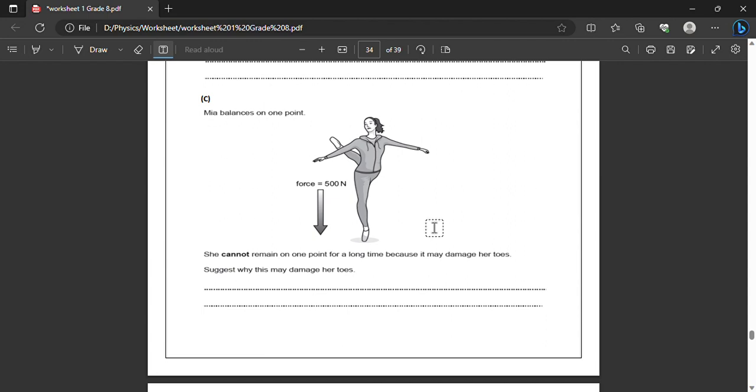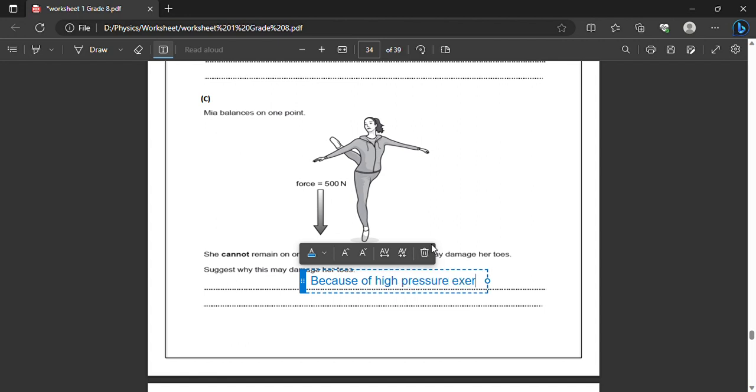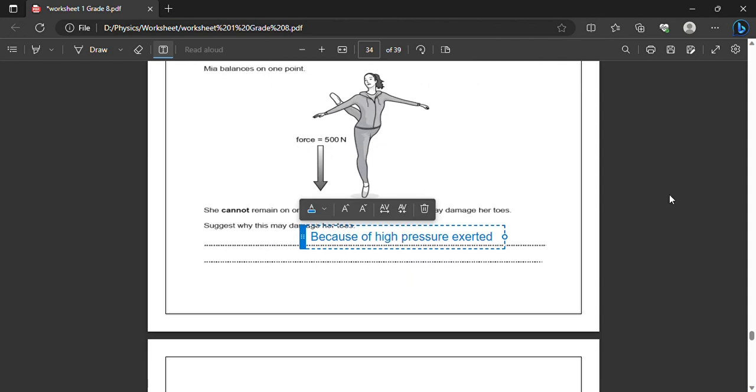Now she dances on one point. On one point, she cannot remain for a long time because it may damage her toes. Suggest why. Because before she used two legs with 10 centimeters squared, and now she uses only one leg. So the force of 500 newtons acts on only half of that, 5 centimeters squared, which is a small area with a large force applied to it. So it's basically because of the high pressure exerted. Yes.